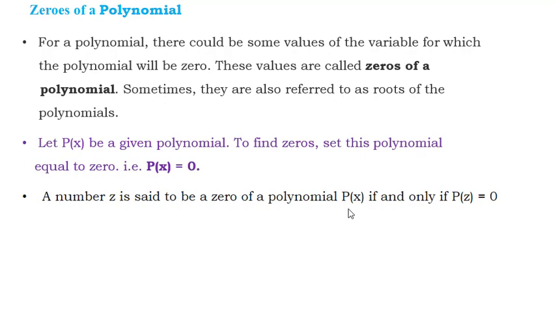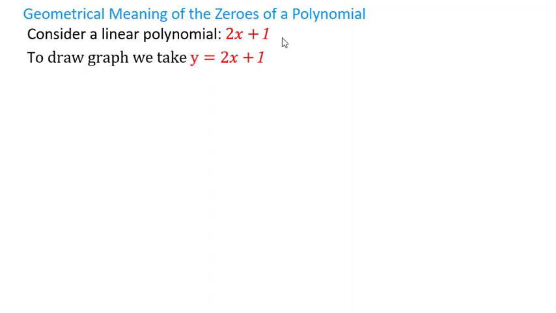Now let us see the geometric meaning, that means how we are going to use them in case of geometry. So here first I will consider a linear polynomial 2x plus 1. If I want to draw the graph of this 2x plus 1, I will consider y equal to 2x plus 1. We can say that f(x) equal to 2x plus 1, p(x) equal to 2x plus 1, or y equal to 2x plus 1. Here y is indicating the value of this whole 2x plus 1.